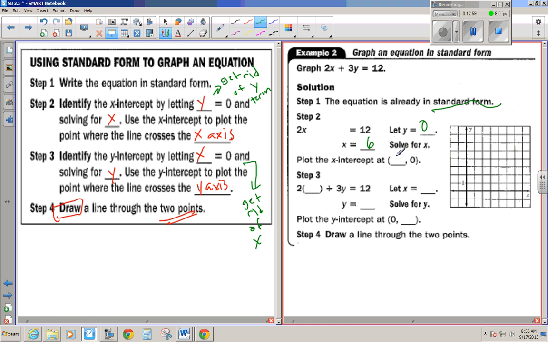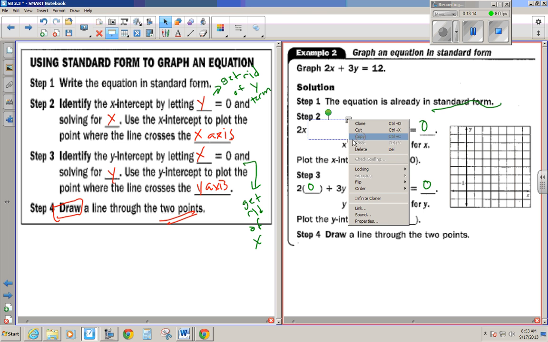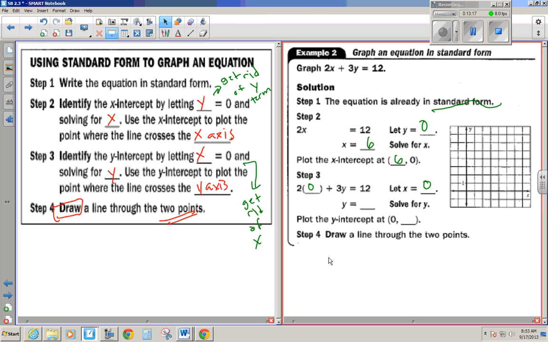So the x-intercept is at 6, 0. Next step, plot the x-intercept at 6, 0. I'm sorry, let x equal 0. If you put a 0 in there, then basically what you're doing is covering up this part. 3y equals 12. Well, if 3y equals 12, that means y is 4. And you have 0, 4 as your intercept. The cover-up method, I think, is actually a little faster.